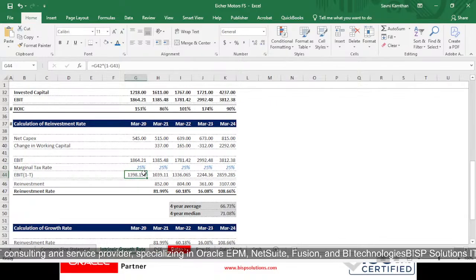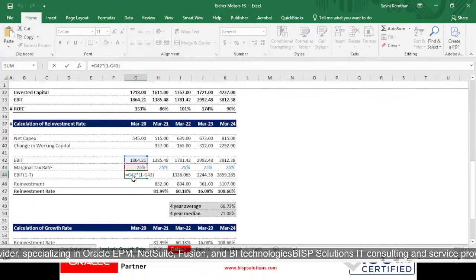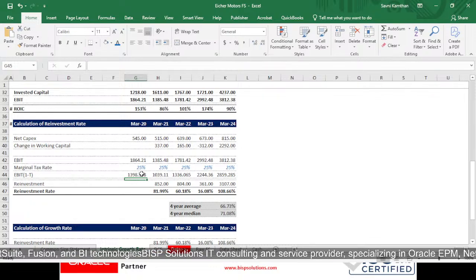Then if we want to calculate our EBIT into 1 minus t, so what to do in that, we have taken EBIT, which is our 1864.21 into 1 minus our tax rate, which is 25%. So we will be getting 1398.158.